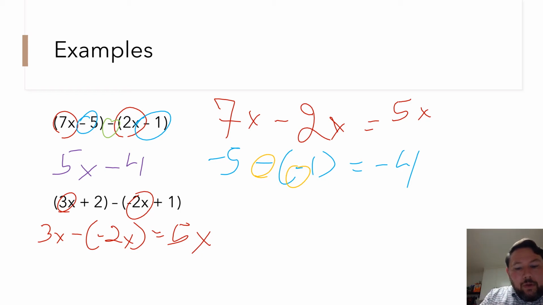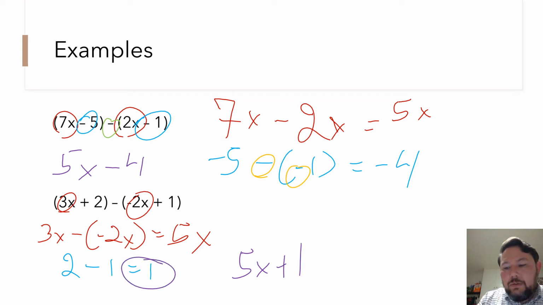Now, our second set here, we'll use blue again. It's going to be 2 of like terms, 2 minus positive 1. That's going to equal 1. So our final answer is going to be, because that's a positive 1, 5x plus 1, because this was a positive number. So we're going to use that plus sign there.